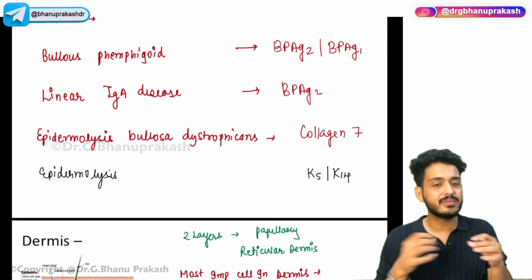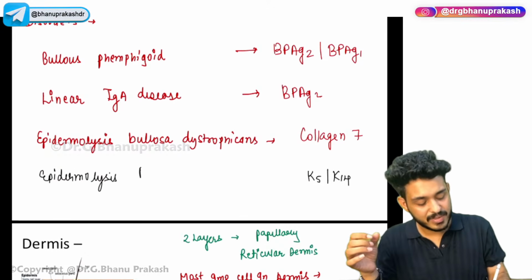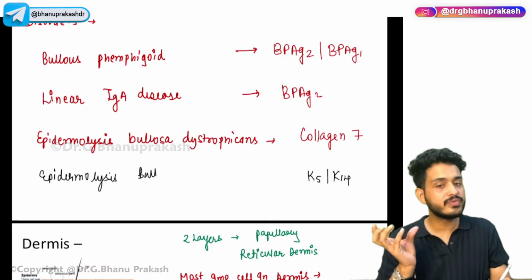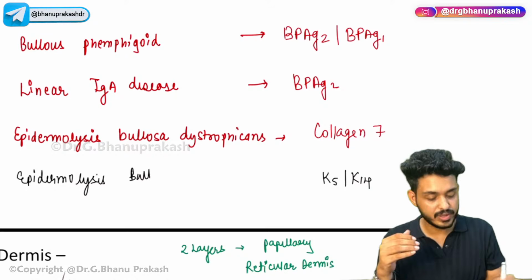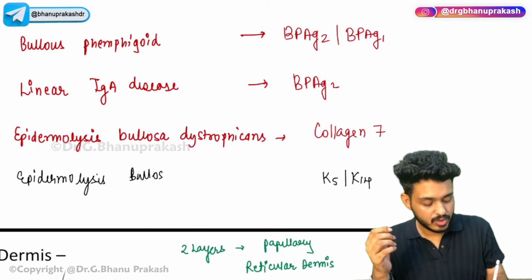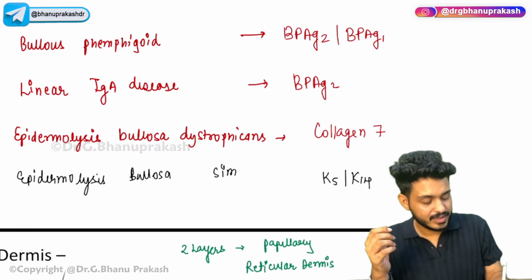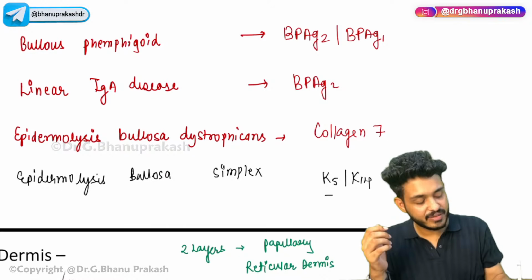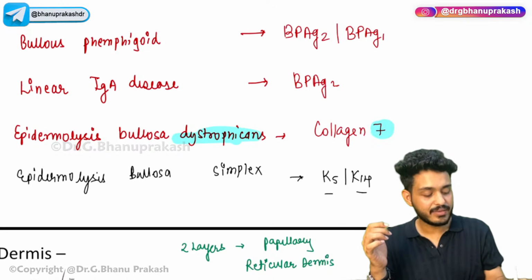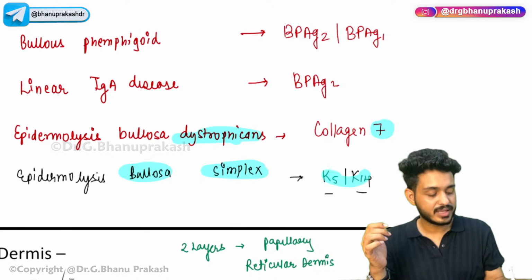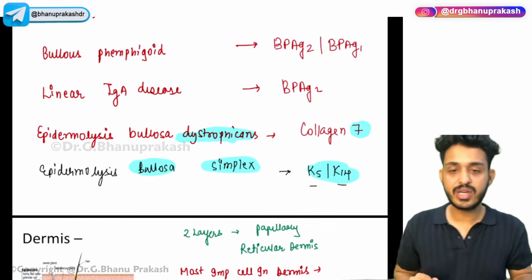Epidermolysis means the epidermis is getting lysed. Bullosa means there will be some kind of fluid-filled lesion. A bulla will have clear fluid. For bullosa simplex, your answer would be K5, K14. If they give dystrophica, your answer would be collagen 7. Simplex, K5, K14. This is what you need to remember.